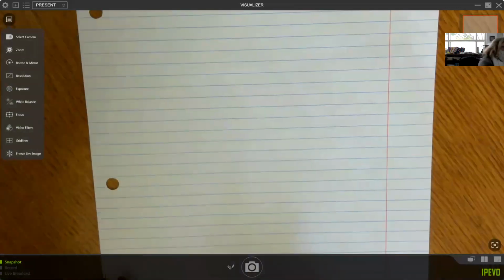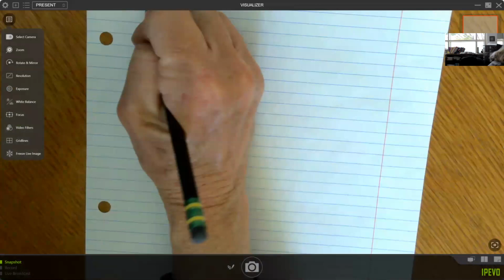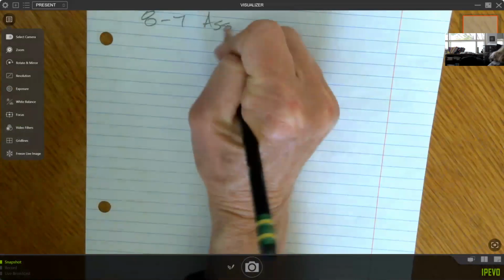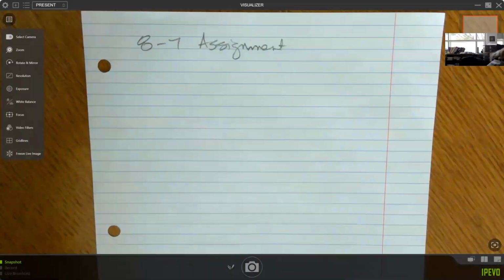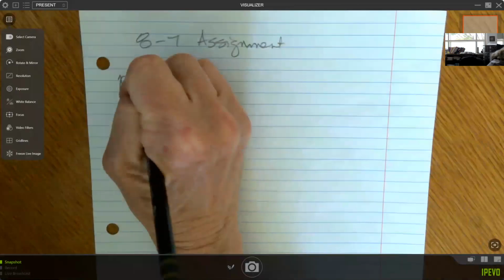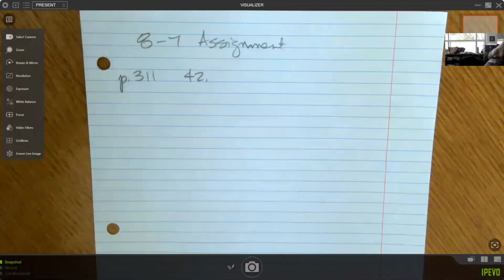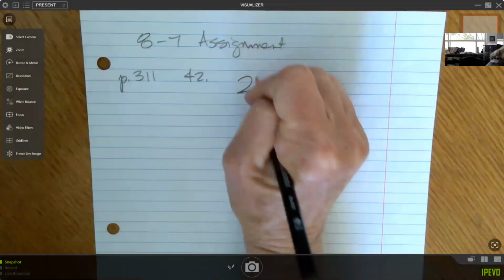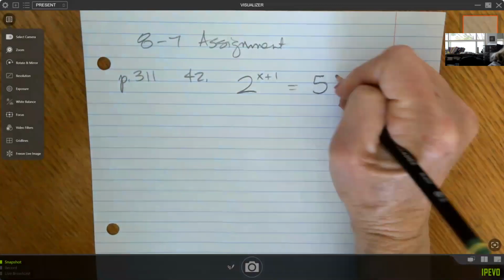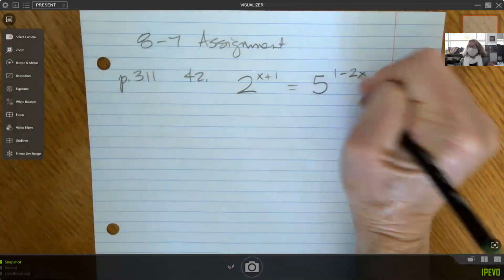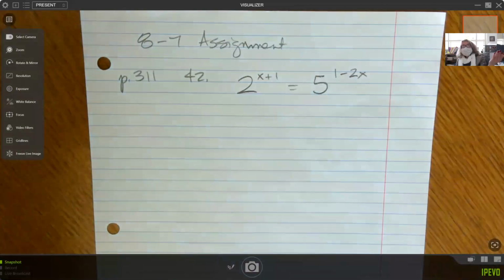Okay, so the first problem, you've got the 8-7 assignment. It's going to be problems on page 311. Okay, and we are starting out with problem 42. Because this is a really good problem, but it might have been like a little intimidating if you just came upon this problem. Okay, because why this problem looks intimidating is I have different bases, right? Like everything else we've done to this point have had the same base.